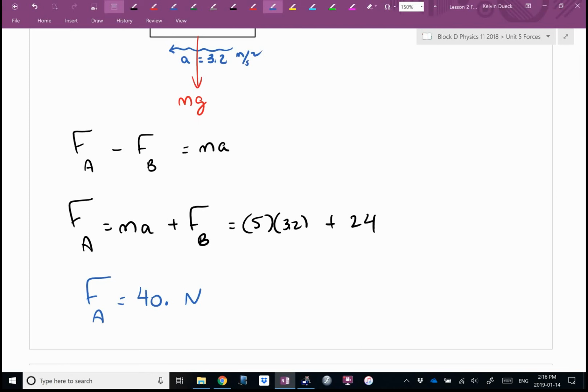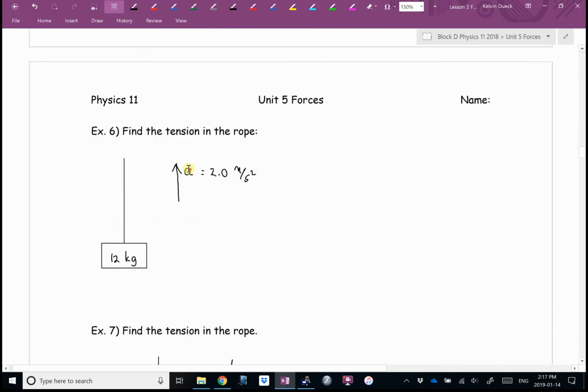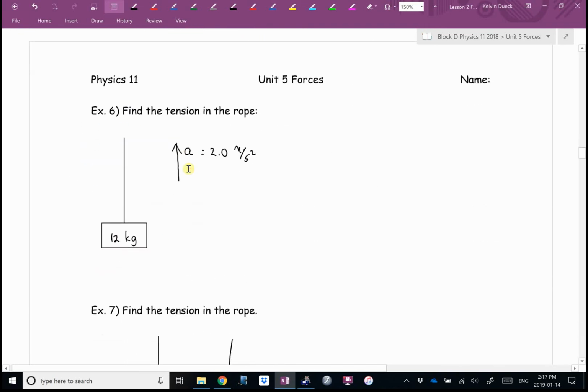Are you starting to see how a good free body diagram can really bail you out? It makes everything clear. And then we're using Newton's laws to figure out any missing forces and who's winning. And I think you turn the page. Yeah? I like example 6. Example 6 is a nice question.